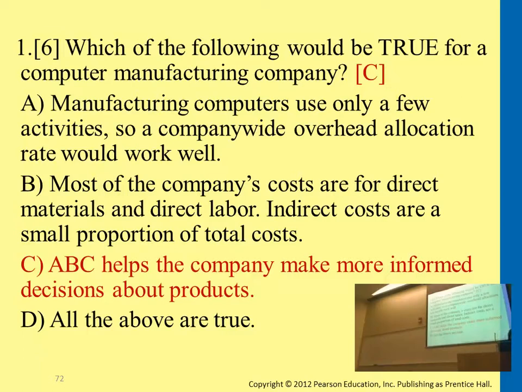And answer B, most of the company's costs are for direct materials and direct labor. Indirect costs are a small portion of total cost. Again, this is a question from the book, so it's not a small portion. Indirect costs are just the ones that are hard to assign to different activities, but they are not small. Add them together, depreciation, taxes, could be a large portion. It's just that we're trying to find a rate to allocate them. So the answer is C. ABC helps the company to make more informed decisions because it provides more information on specific stages of the production cycle.